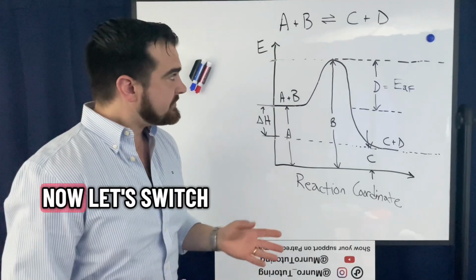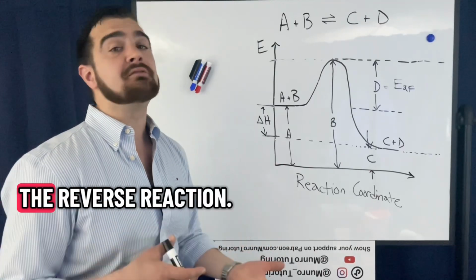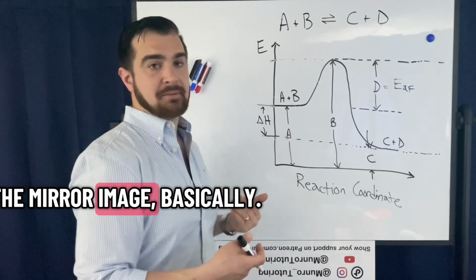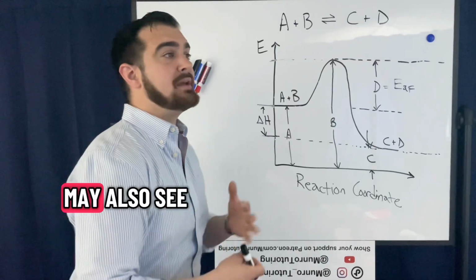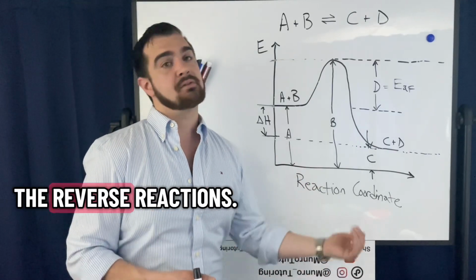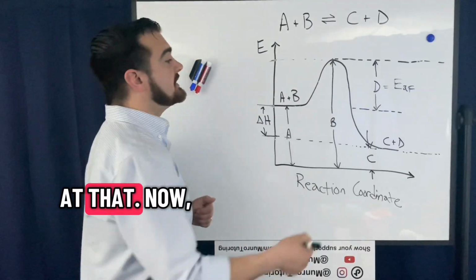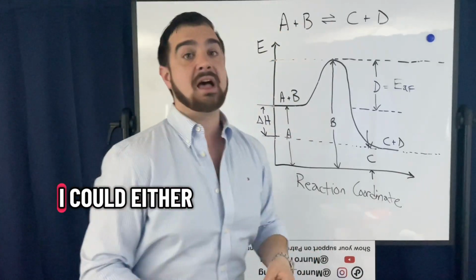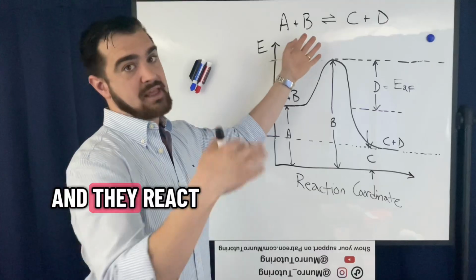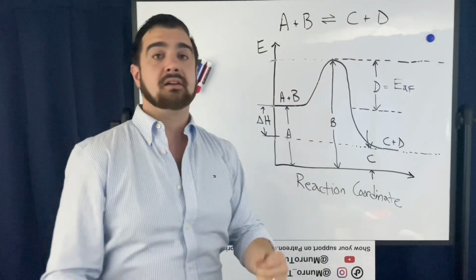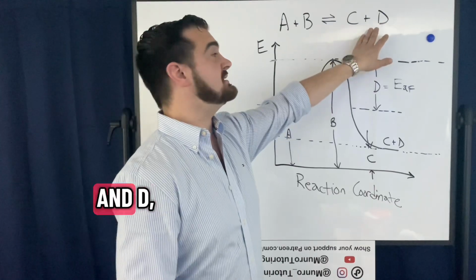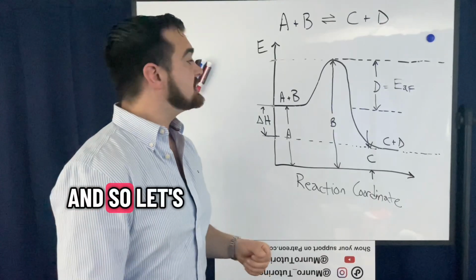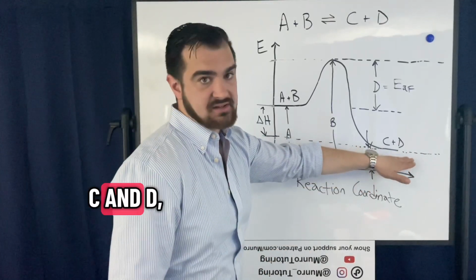Now, let's switch things around. Let's look at the reverse reaction. So I could just redraw this, like the mirror image basically, but you may also see questions written about the reverse reactions. So let's look at that. Now let's say we're starting at C and D, right? We have a reversible reaction. I could either give you A and B and they react to make C and D, or I can give you C and D and they're going to react to make A and B, right? And so let's look at the reverse reaction for starting with C and D.